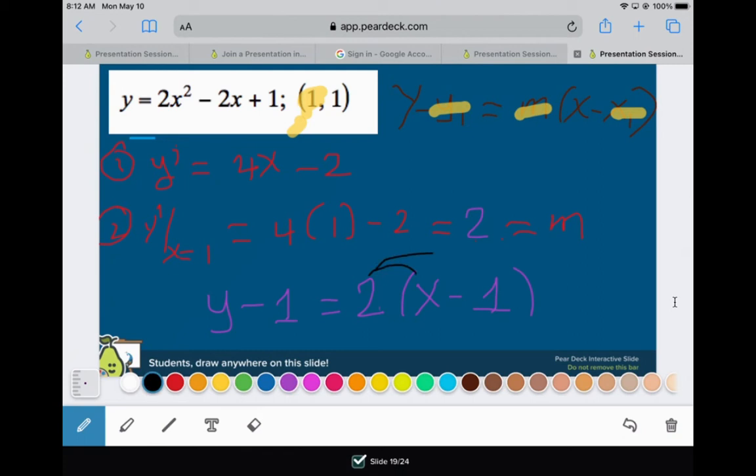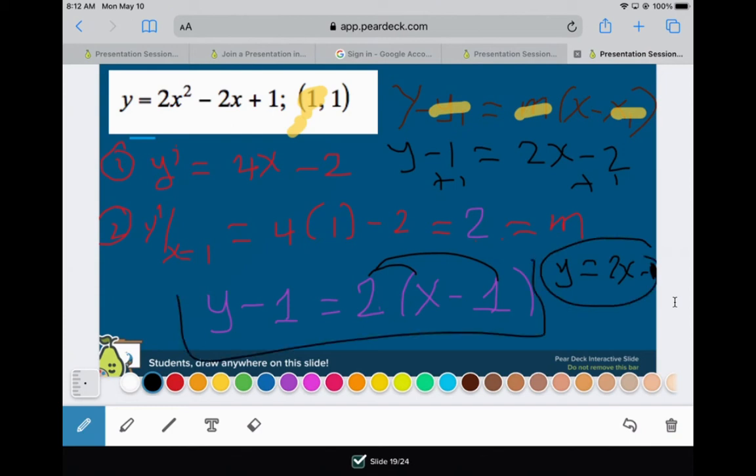I'm going to write up here, y minus 1 equals 2x minus 2 plus 1 plus 1. So now my equation is going to be y equals 2x minus 1. Okay, so we can stop right here. If it's a free response, you don't have to simplify. Just stop right there. Do not simplify because you don't want to make any mistake.